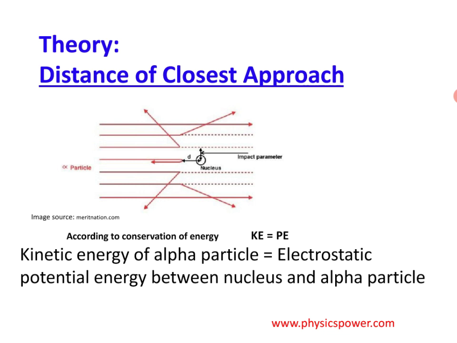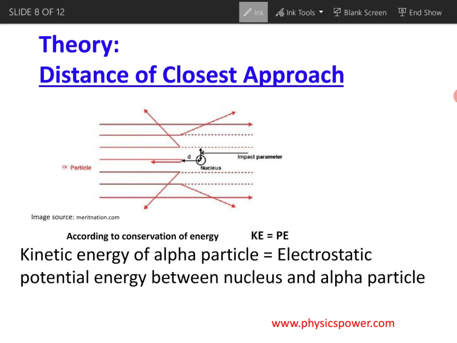Those details: first one, distance of closest approach. As the alpha particle is projected towards the nucleus, you can observe it coming close to the nucleus, but it can come up to a particular distance only. It cannot come up to the surface of the nucleus. Why?